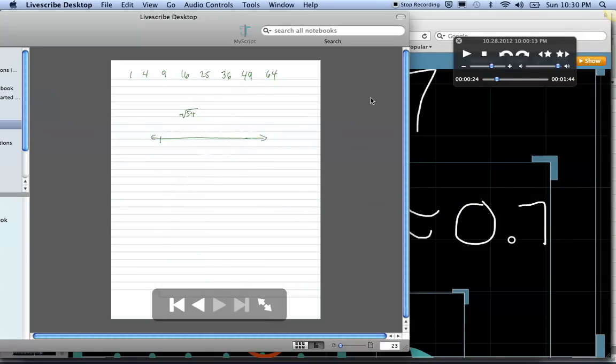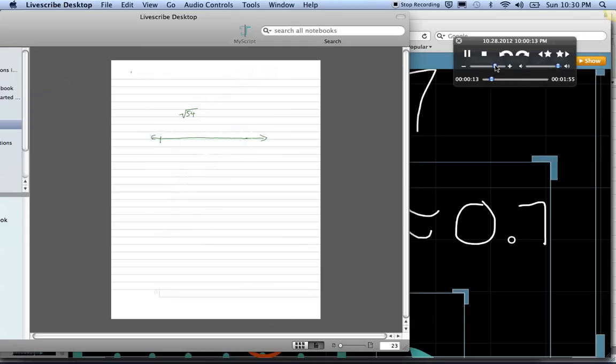Let's try another example. What is the square root of 54 rounded to the nearest tenth? Well, it always helps to remember the perfect squares. I'm just going to make a list up here at the top. Now, I think I can stop. I know the square root of 54 must be somewhere between the square root of 49 and the square root of 64. The square root of 49 is also 7, at the other end of my number line.